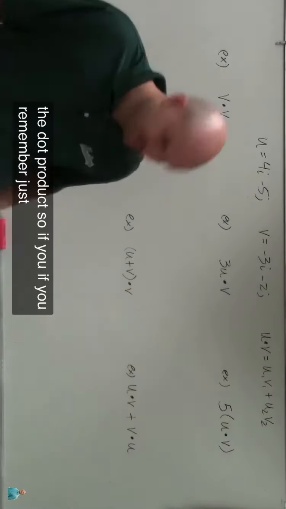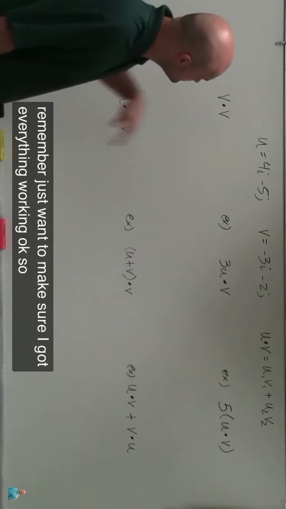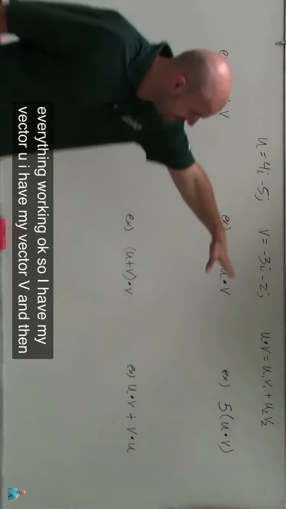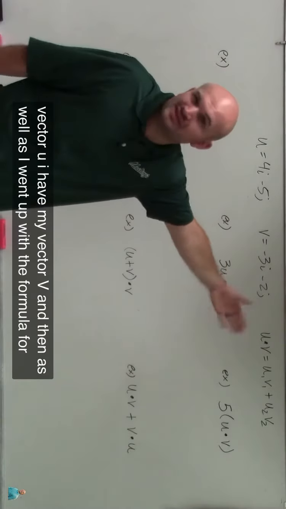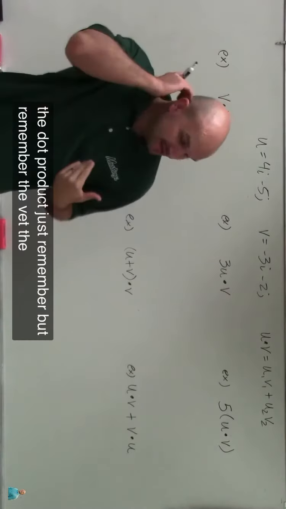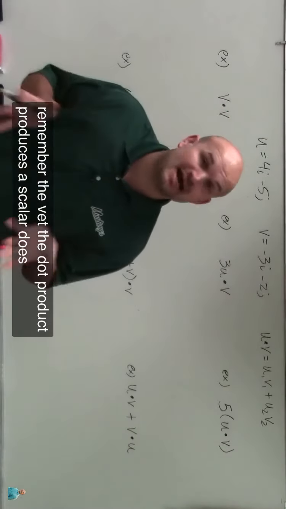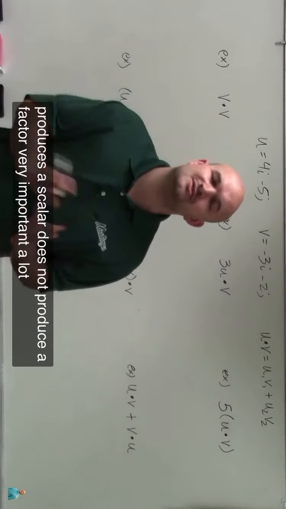Just want to make sure I got everything working. Okay, so I have my vector u, I have my vector v, and the formula for the dot product. But remember, the dot product produces a scalar, it does not produce a vector. Very important, a lot of students sometimes forget.